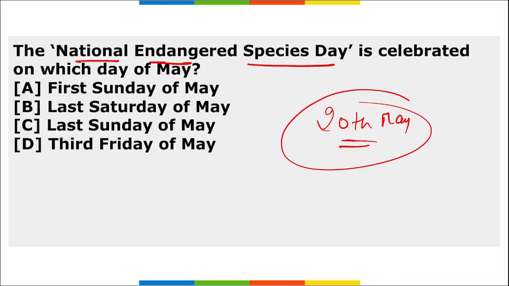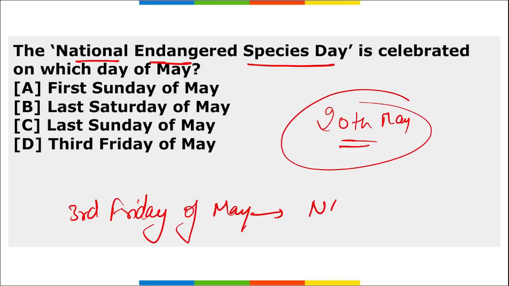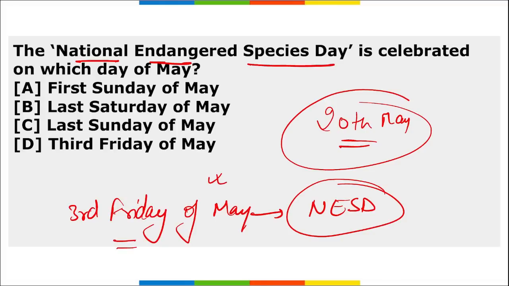So remember, on the third Friday of May, we observe National Endangered Species Day. Alright, I repeat, on the third Friday of May every year we observe National Endangered Species Day, and this time in 2022 it was on 20th of May.